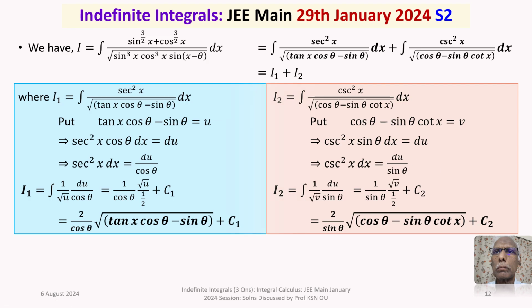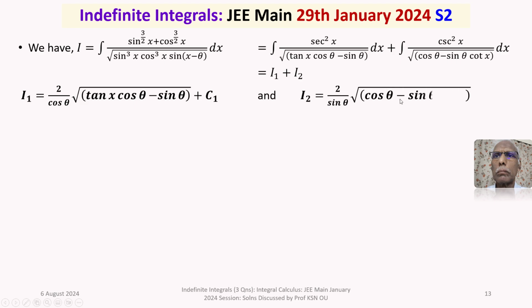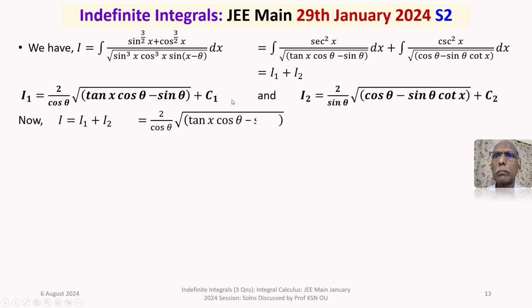Go to the next slide. So that's what we have. I1 we have evaluated, we got the answer. And I2 we have evaluated, we got the answer. Now substitute. Therefore, I is equal to I1 plus I2. So I1 is 2 by cos theta under the square root of tan x cos theta minus sin theta, plus I2, which is 2 by sin theta under the square root of cos theta minus sin theta cot x, plus C1 plus C2, which we have written as C, where C is the constant of integration.